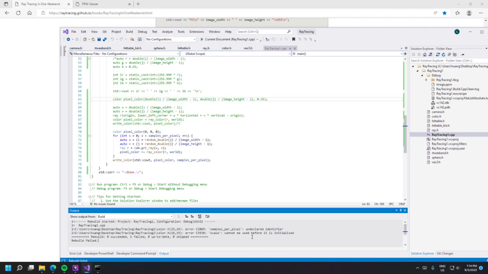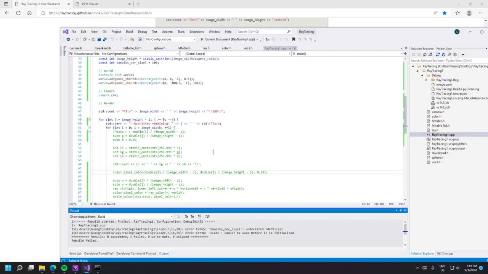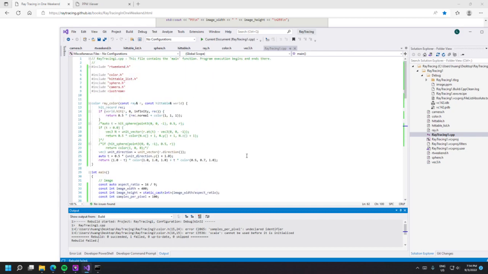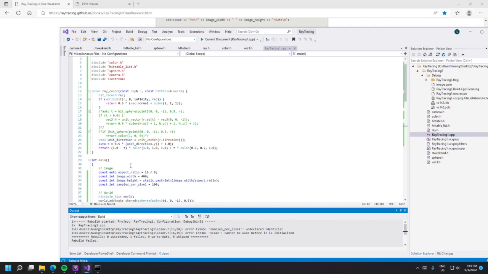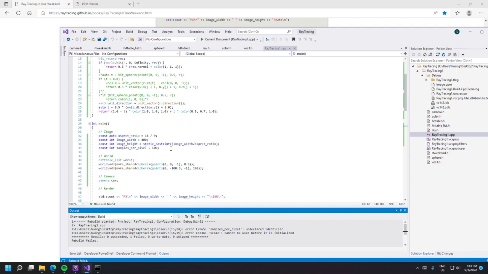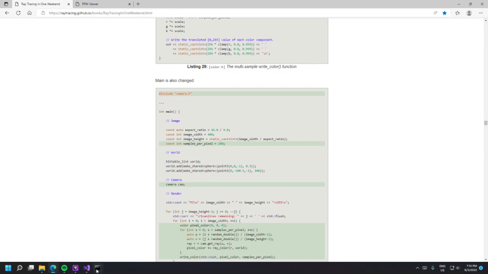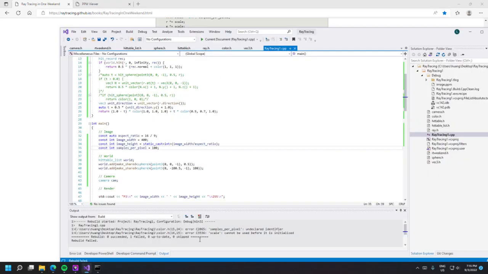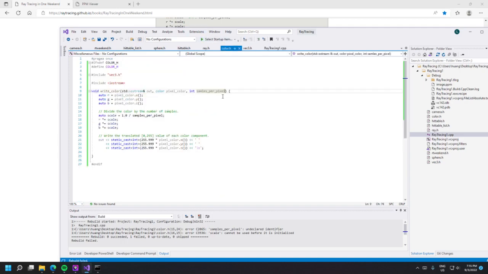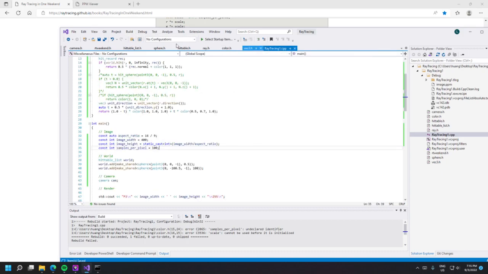Okay, rebuild failed. Samples per pixel. How is samples per pixel an unknown thing? I thought samples per pixel is basically what we just wrote, constant int samples per pixel. Undeclared identifier. Where is it? Oh, color H. Okay, color H is... Oh, misspelled. Okay, I see. I was wondering how color H can have a samples per pixel problem. But okay, let's go.